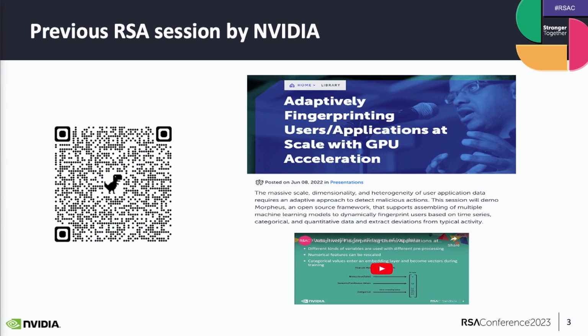Okay, so this is my first time at RSA, and I'm honored to have this opportunity to be here and speak with you all. Some of my colleagues at NVIDIA have presented at RSA before. In fact, this is their presentation from last year, where they shared some interesting approach of using GPU-accelerated machine learning techniques to detect anomalous user and application behavior. It's very interesting, and I highly encourage you all to check it out by scanning this QR.